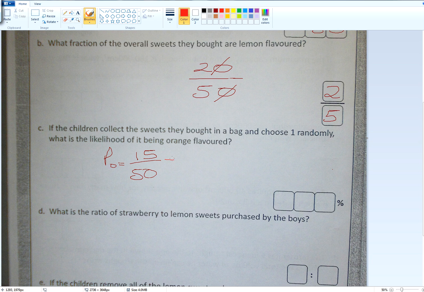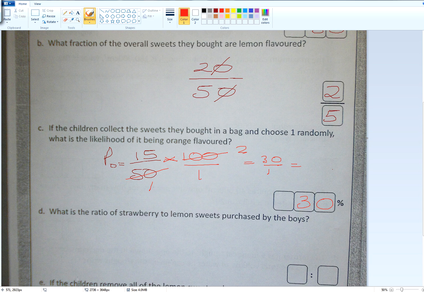You times 15 over 50 by 100 over 1. Times it by 100, or you can make it double top and bottom. So now we can cancel diagonally. 50 divided by 50 is 1. 100 divided by 50 is 2. So on the top we have 15 times by 2 is 30, and 1 times by 1 on the bottom is 1. And 30 divided by 1 is 30%. So if you want to change any fraction into a percentage, you multiply it by 100 over 1, or you make it equivalent to 100, and then you read off the top number.